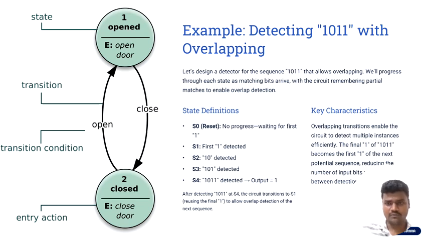Next, the sequence overlapping transition enables the circuit to detect multiple instances efficiently. The final 1 of 1011 becomes the first 1 of the next potential sequence, reducing the number of input bits needed between detections.